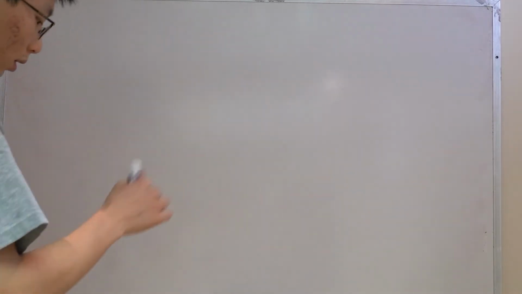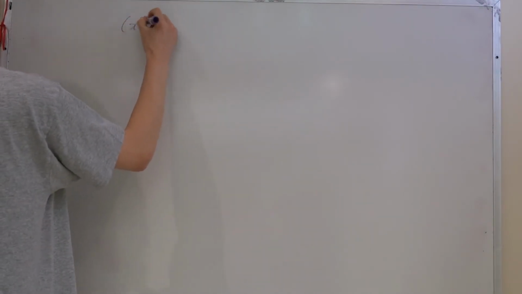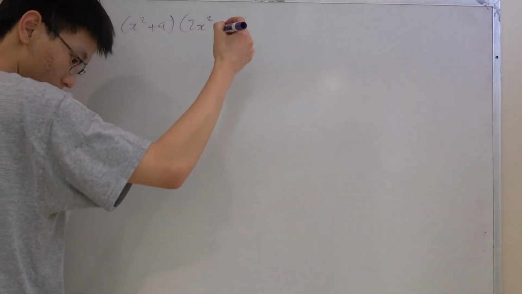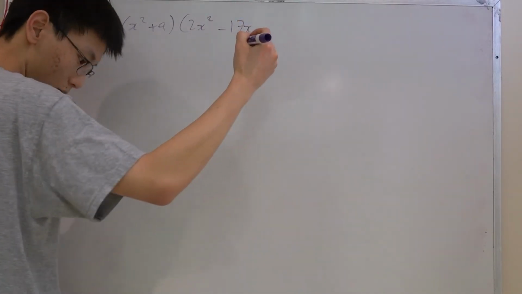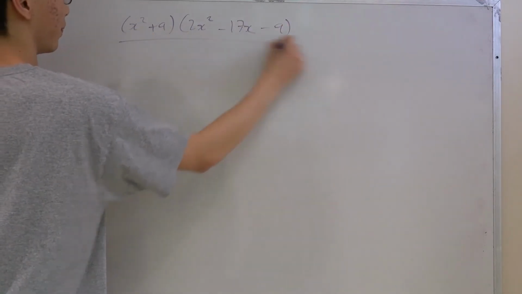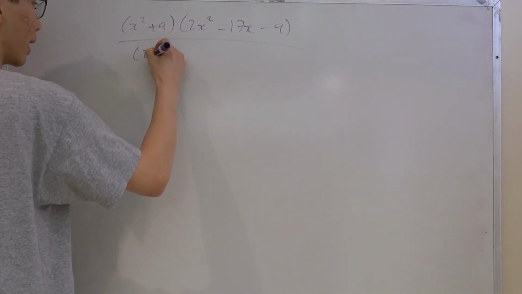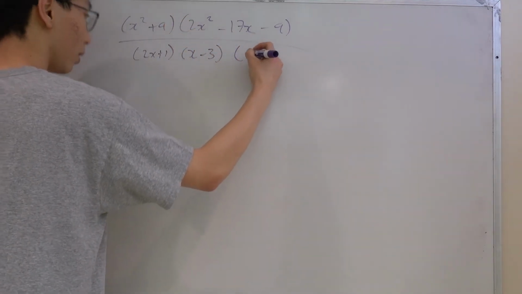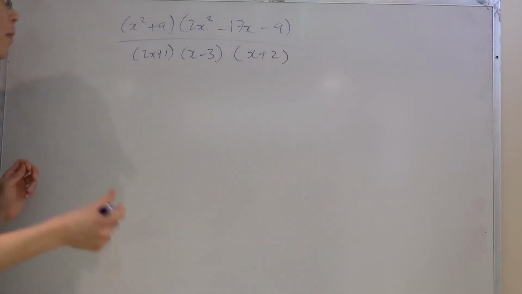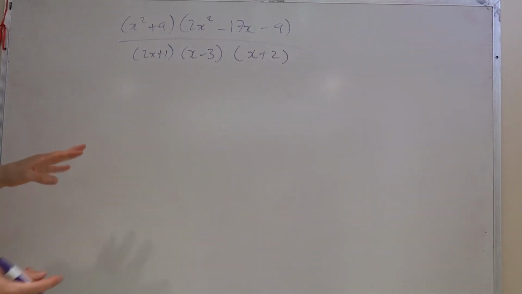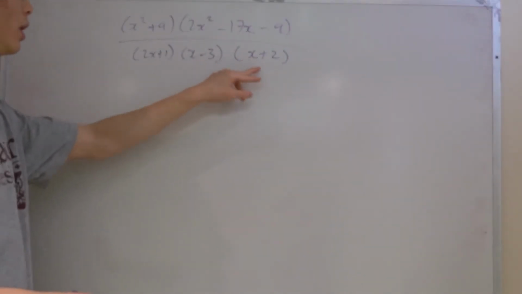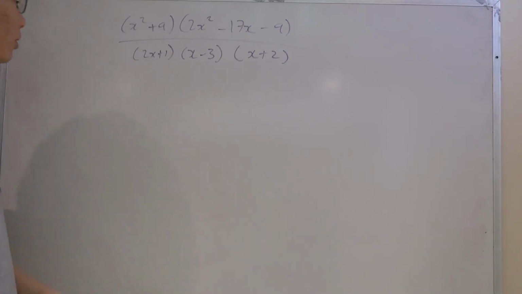All right. So let's do x squared plus 9 times 2x squared minus 17x minus 9 over 2x plus 1, x minus 3, x plus 2. Okay. Now eventually you're going to get to the point where actually this whole thing is multiplied together. You can see that it's going to make a degree 3 polynomial in the bottom. It's going to be gross.